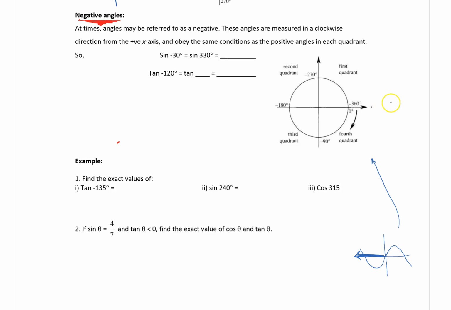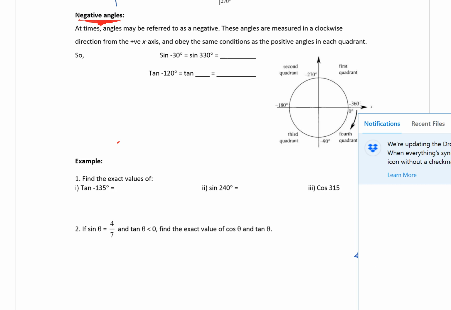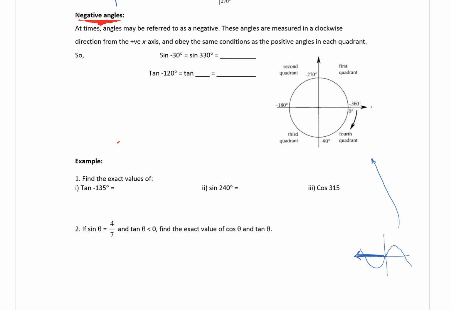Well, it's important to know that we start counting our angles again from the positive x-axis, but this time we're going in this clockwise direction. So for the negative angles, we go in the clockwise direction. So if I'm talking about negative 10, then I've just come back 10 degrees in this direction.